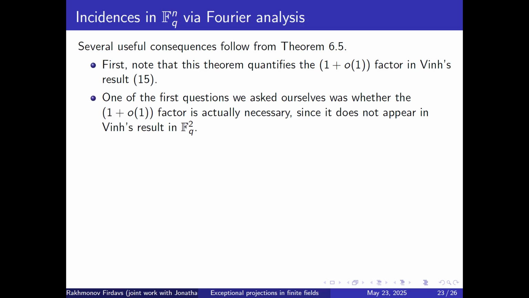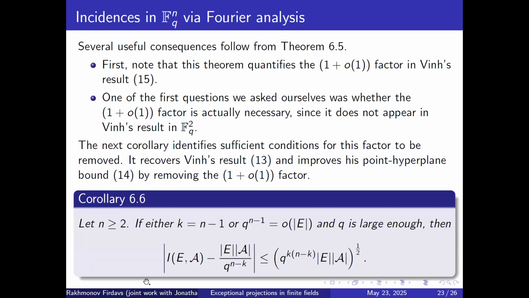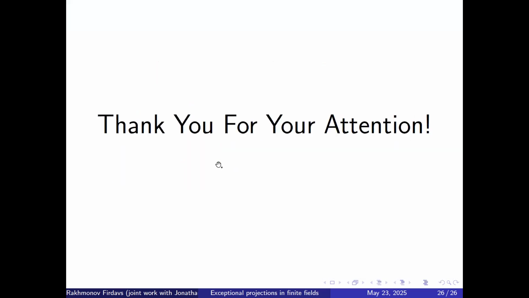One of the first questions we asked ourselves was whether this 1 plus little o of 1 factor is actually necessary, because it doesn't appear in Vinh's result in the two-dimensional case. And it turns out that in some cases you can remove the 1 plus little o of 1, for example in the case of hyperplanes, or when the size of E is large, namely the size of E over q to the n minus 1 goes to infinity. In this case, you can actually remove this 1 plus little o of 1, and it improves Vinh's high dimensional result. I guess it's a good point to stop, and I want to thank everyone for the attention.